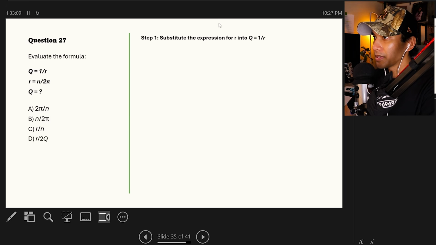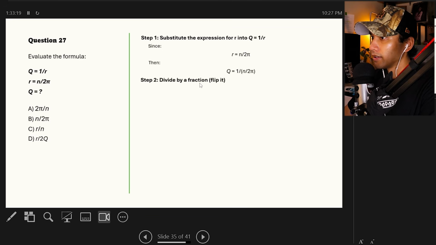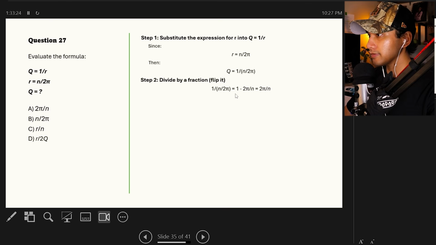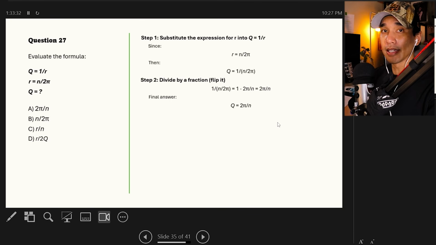Here we go. Substitute the expression for r into q equals 1 over r. Okay, since r equals n over 2 pi, then q equals 1 over n over 2 pi. Divide by a fraction. You have to flip it. So just like what I said, 1 times 2 pi over n equals 2 pi over n. Final answer is just q equals 2 pi over n. Easy.